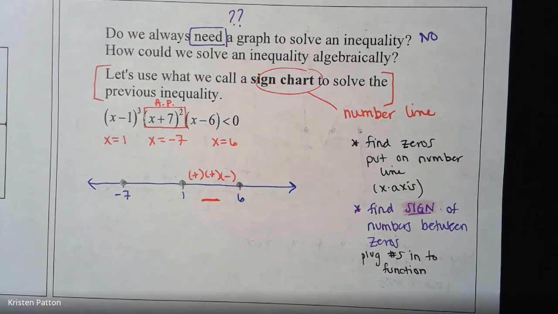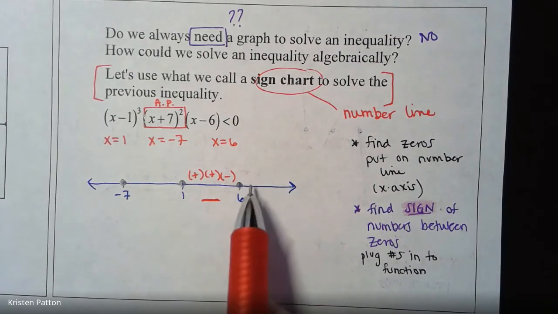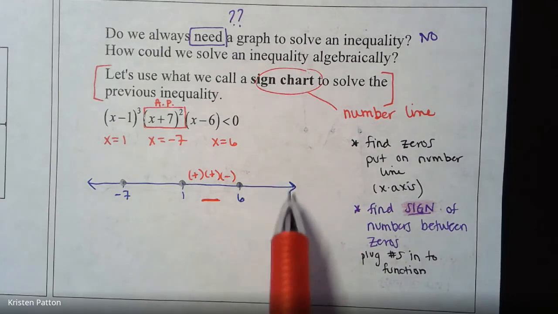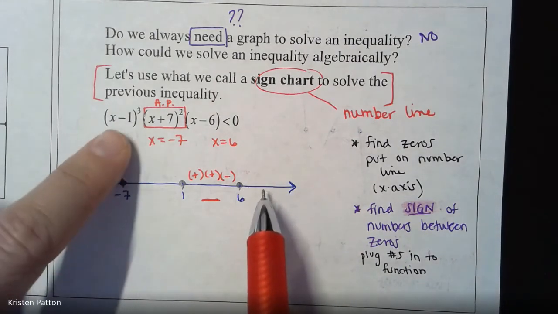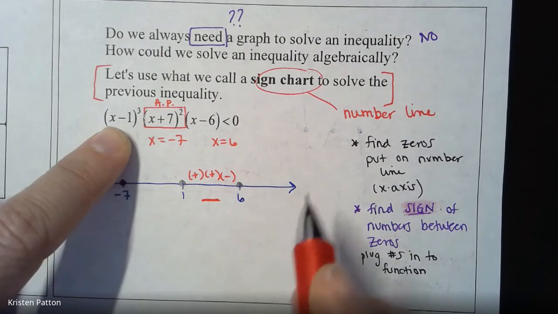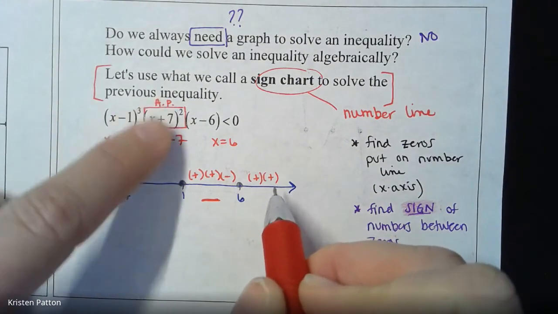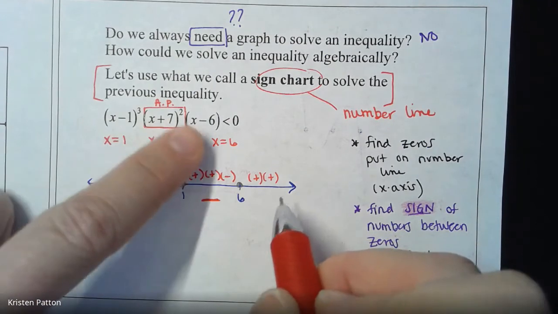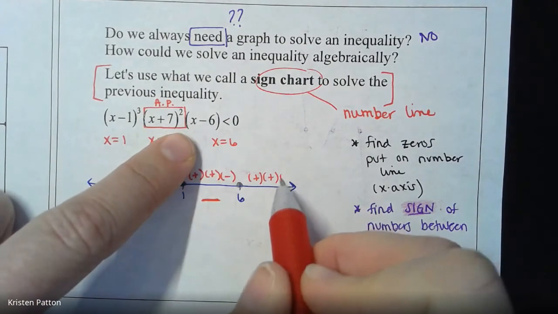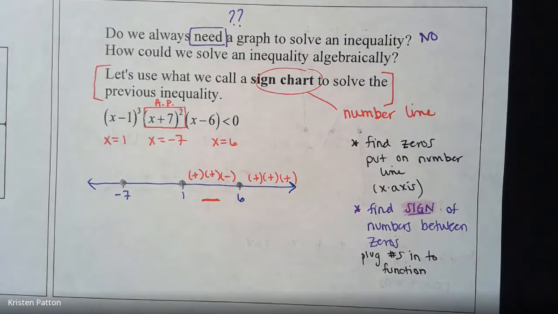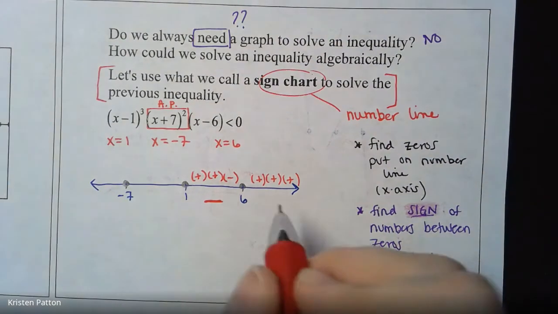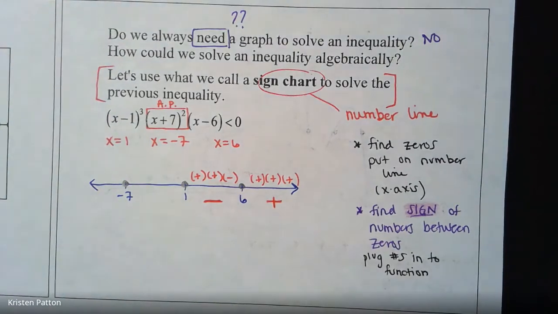Let's do it again. Let's pick a different interval. Let's go over here, something to the right of 6. I'll pick a 7. 7 minus 1 is a positive number, and when you cube it, it's still positive. This second piece I already said was always positive because it's going to get squared. 7 minus 6 is a positive 1. I don't care that it's a 1, I just care that it's positive. And a positive times a positive times a positive is a positive.